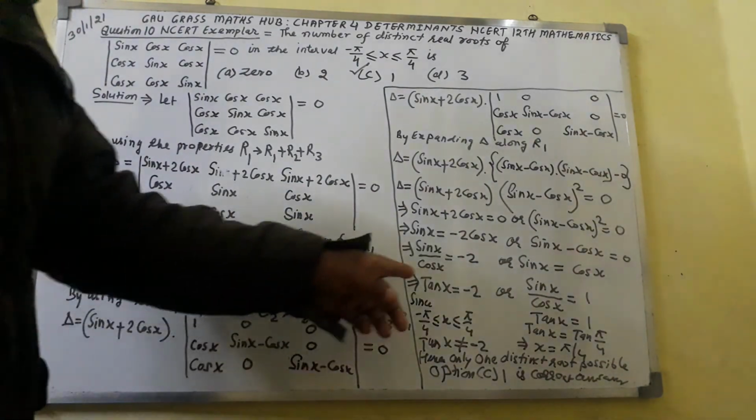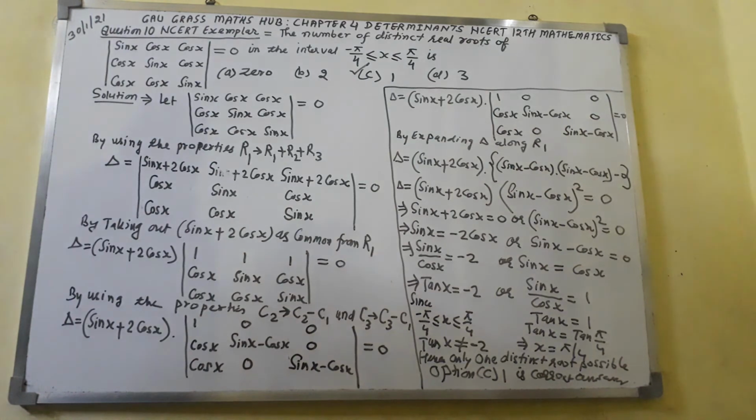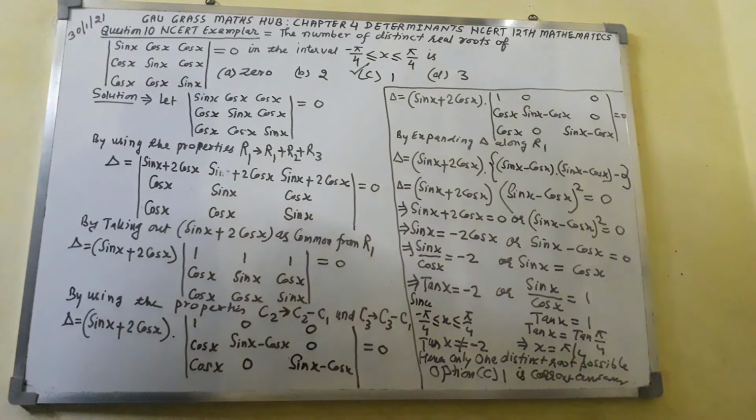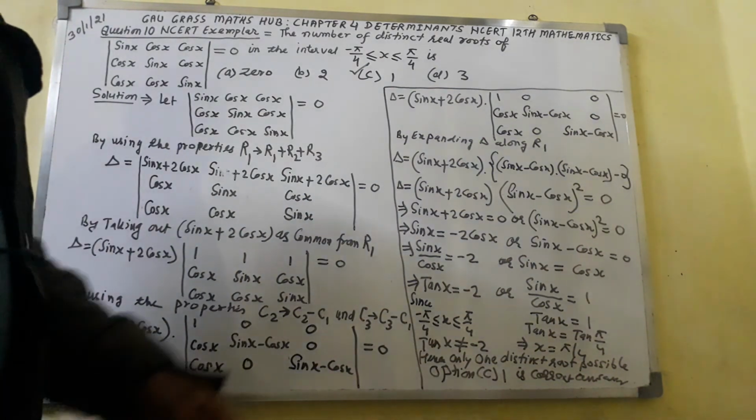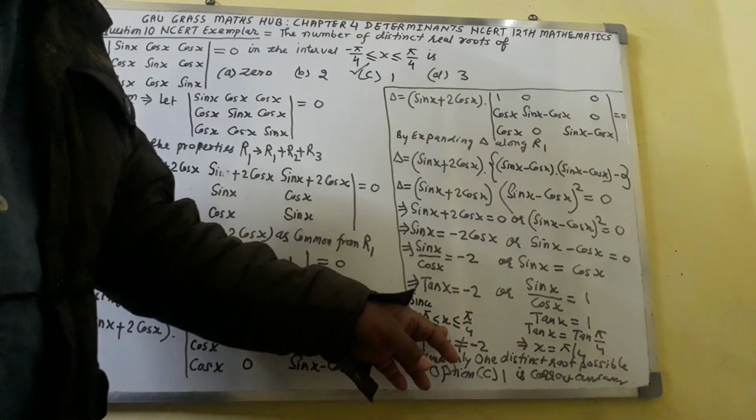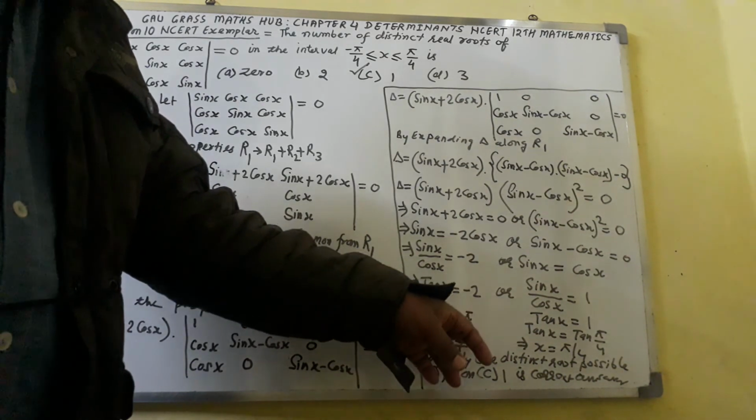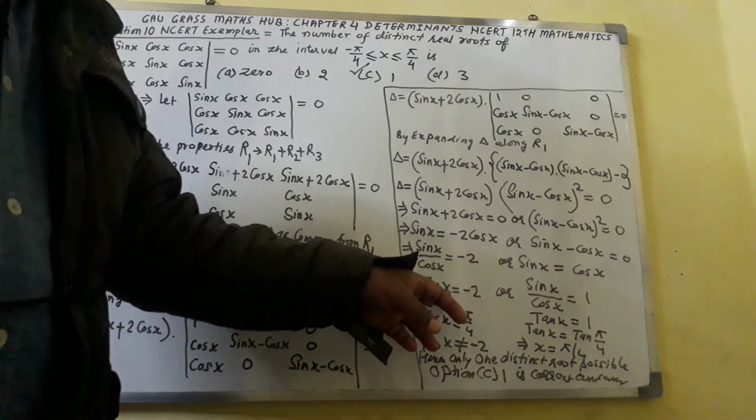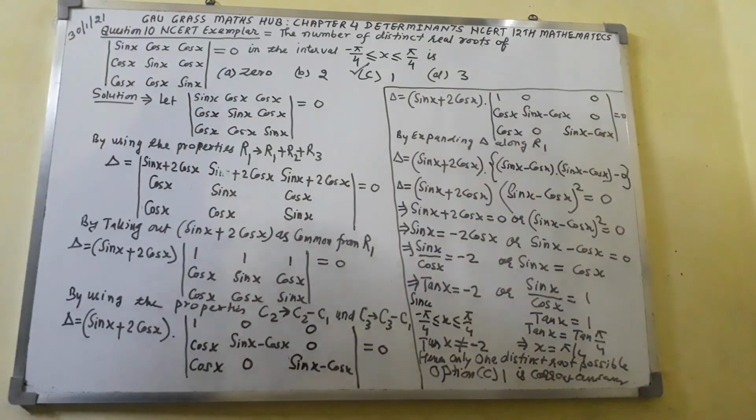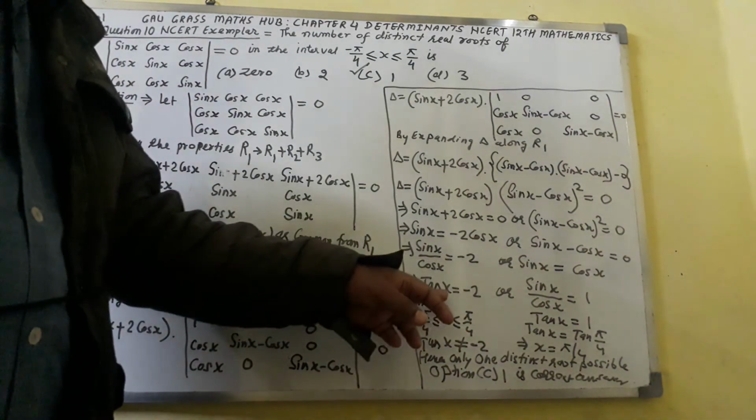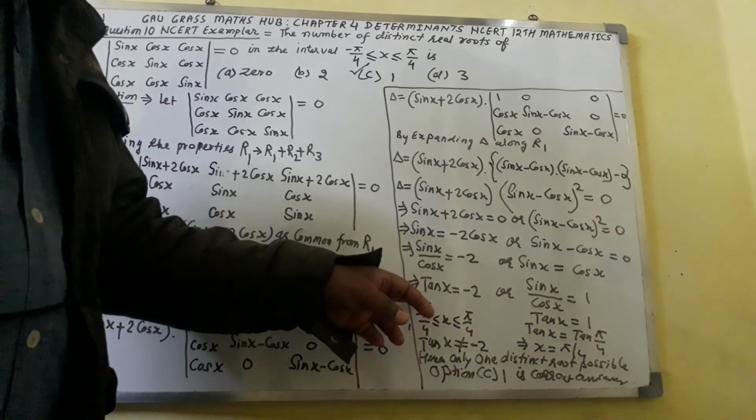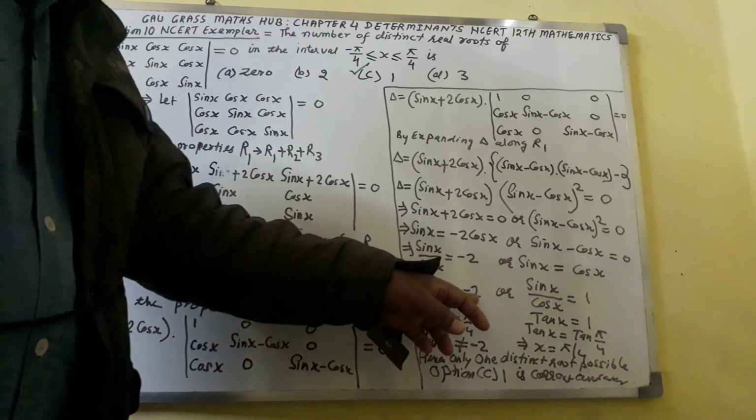Here you can see tan x is equal to minus 2. So here if you take the maximum value of x, pi by 4, tan pi by 4 comes out to be 1. So 1 is not equal to minus 2. Here if you take x equal to minus pi by 4, it will become minus tan pi by 4. So here minus 1 is not equal to minus 2.